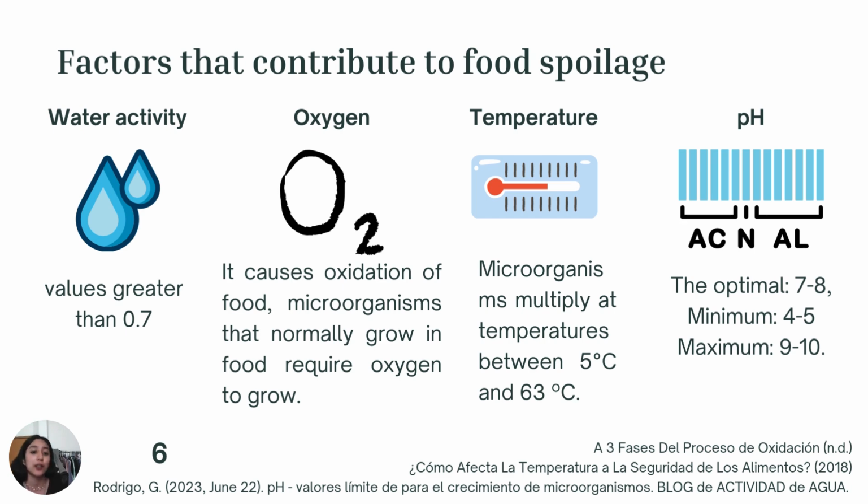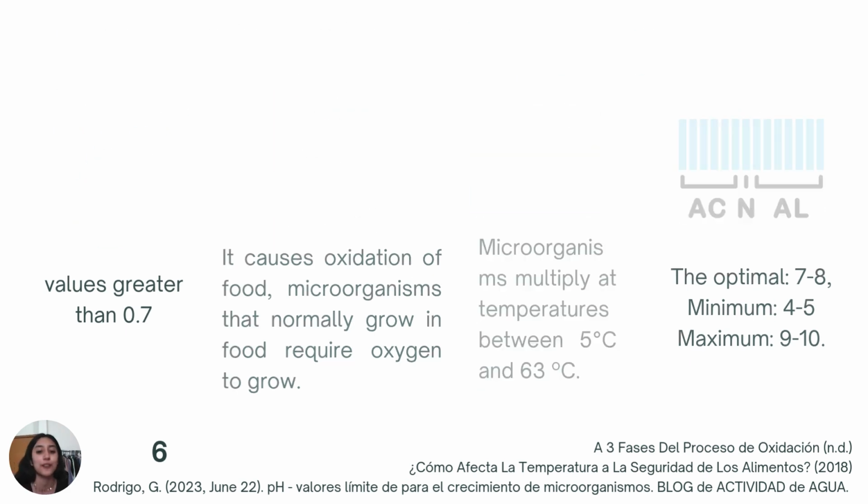Then oxygen, because normally these microorganisms need oxygen to survive. Then temperature, because at a temperature of 5 Celsius degrees, their activity starts to be stopped, but higher than 63 Celsius degrees, they start to be destroyed. And the pH, because most of them have their optimum in an alkaline or neutral pH. An acidic environment will not be beneficial for them.